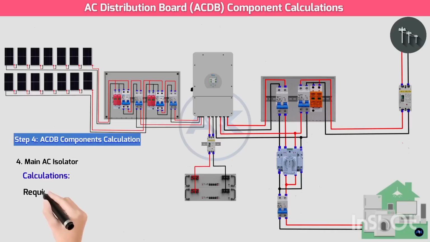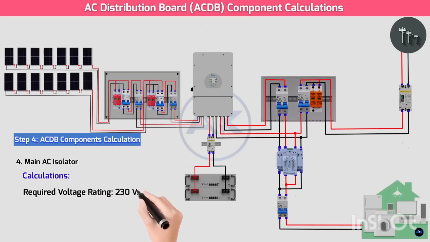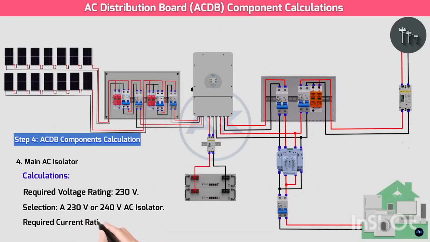Calculations. Required voltage rating 230 volts. Selection. A 230 volt or 240 volt AC isolator. Required current rating. This isolator handles the flow of power both to and from the grid. It should be rated for the sum of the inverter's maximum output current and any other significant parallel load on that circuit, or simply sized to match your home's main service breaker if it's the main disconnect for the entire house. For safety, it must be able to interrupt the full fault current.